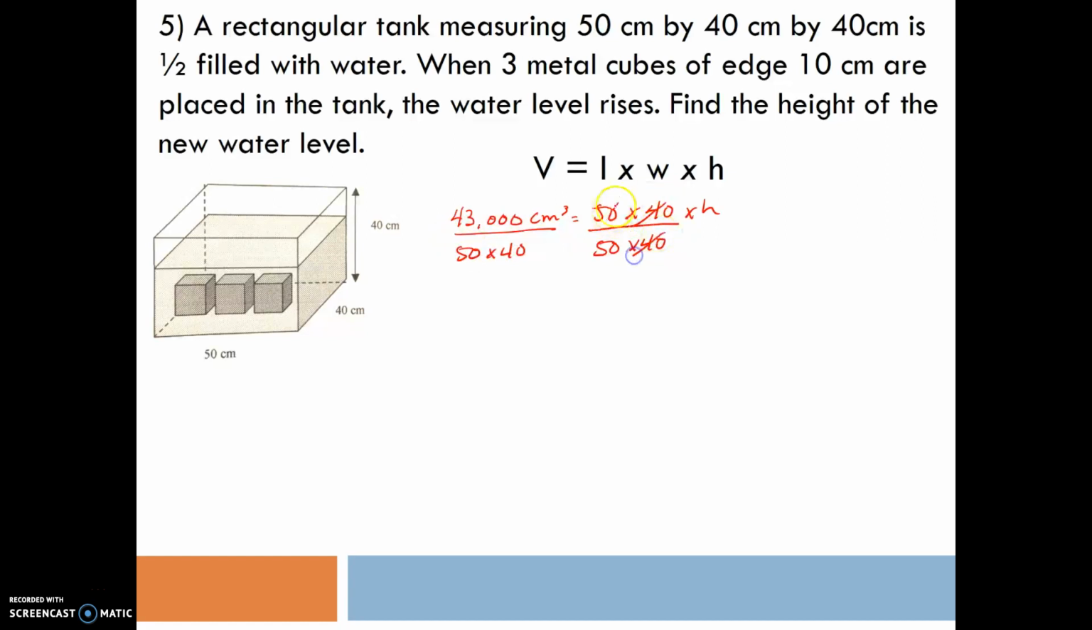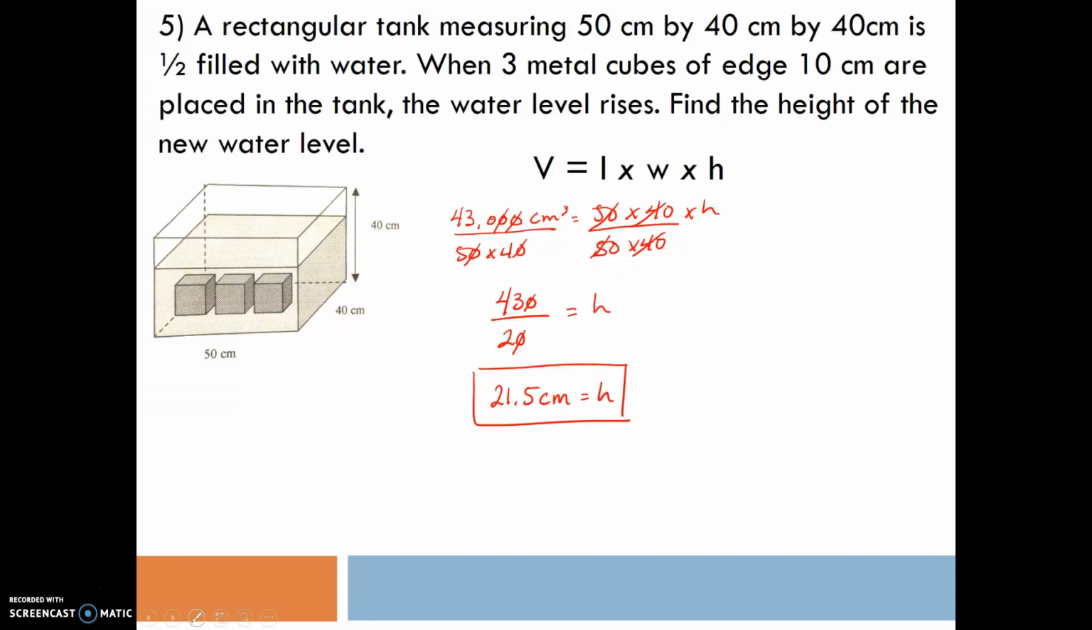Okay, we'll cross these off. Cross off a 0 here, cross off a 0 here, and I'm left with 430 divided by 20. I multiplied that 5 times the 4 equals height. Oh, I can cross off another 0 here, and I have 43 divided by 2. And so my height is going to be 21.5 centimeters. And that's my answer.